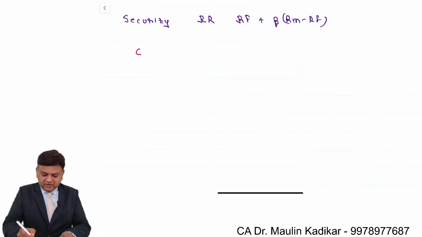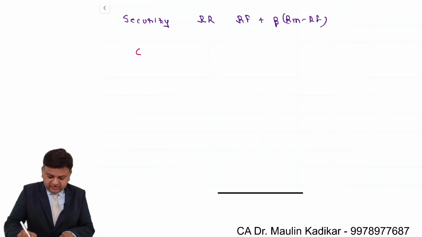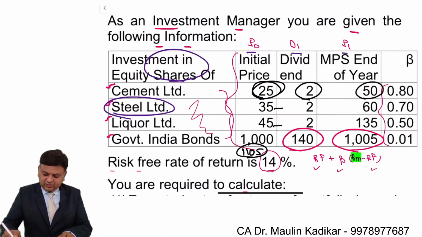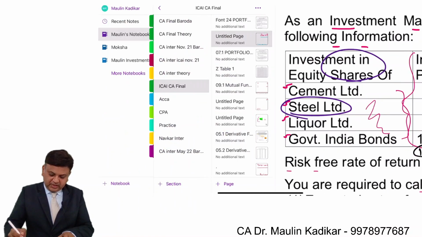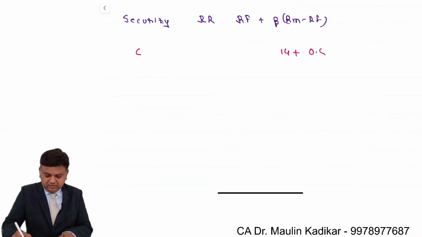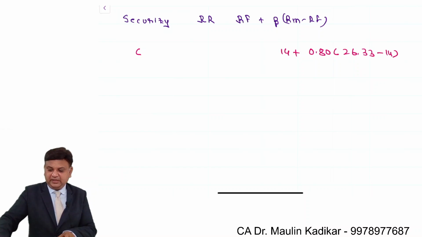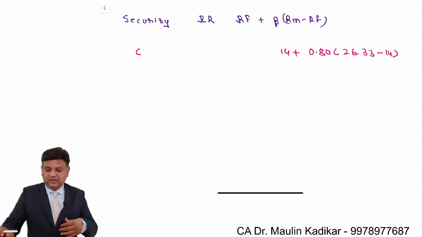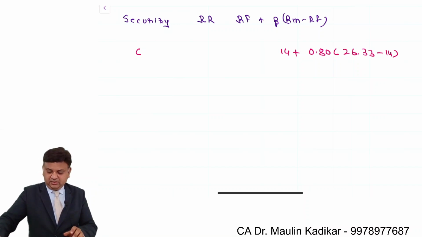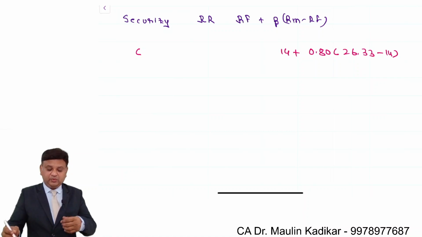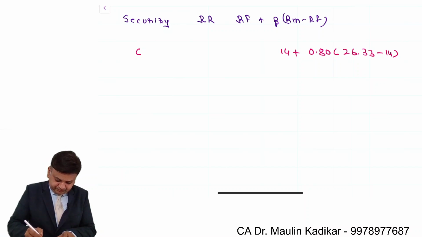In that, the risk-free rate of return, RF, is the same for everyone. It is 14 plus beta, which is given to us in the question ready-made, 0.80. RF is 14, so here it will be 0.8 into (26.33 minus 14). Use a calculator: 26.33 minus 14 is 12.33, into 0.8, plus 14. That comes to 23.86.